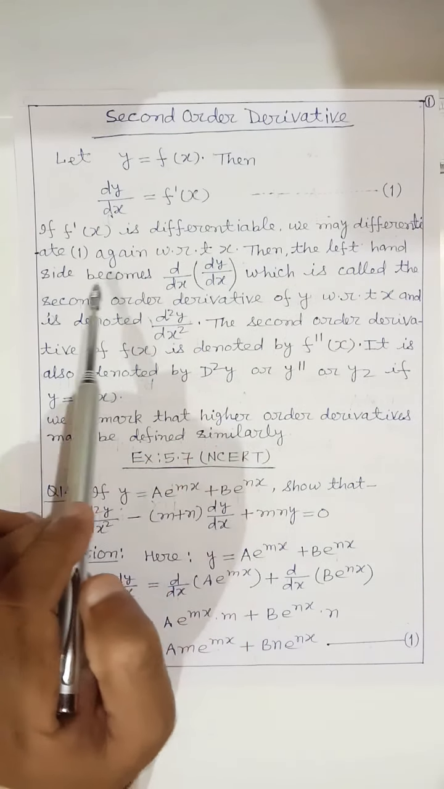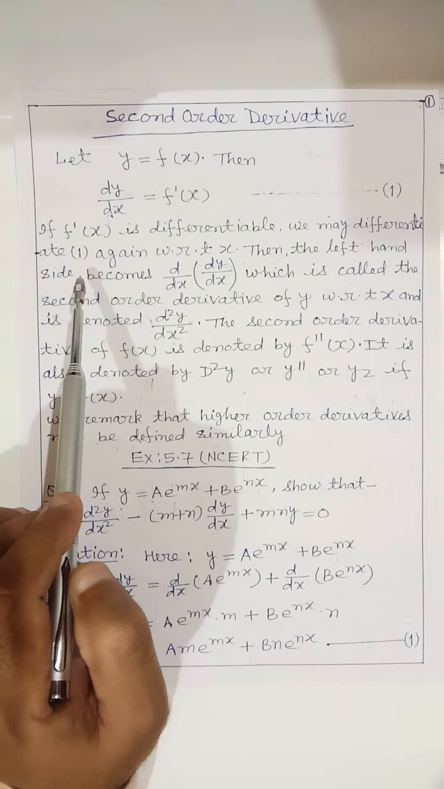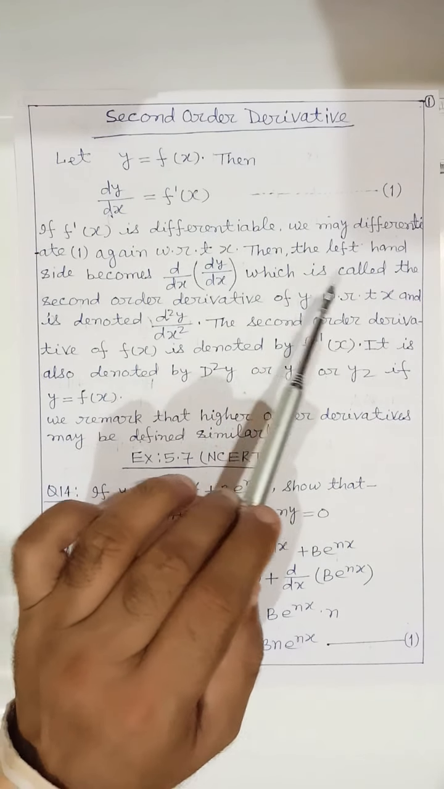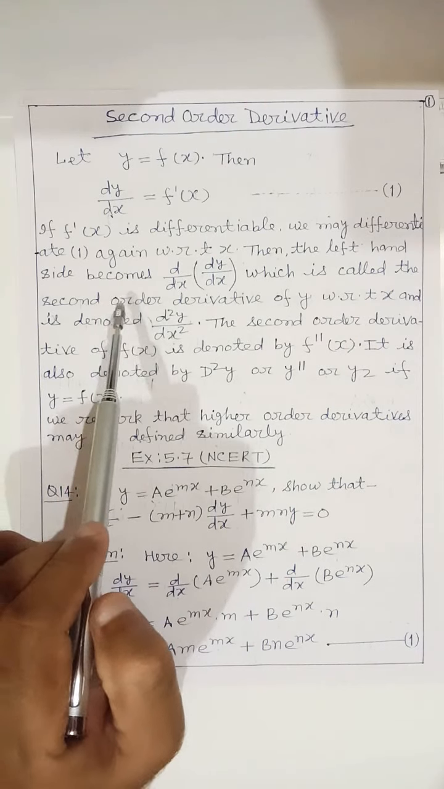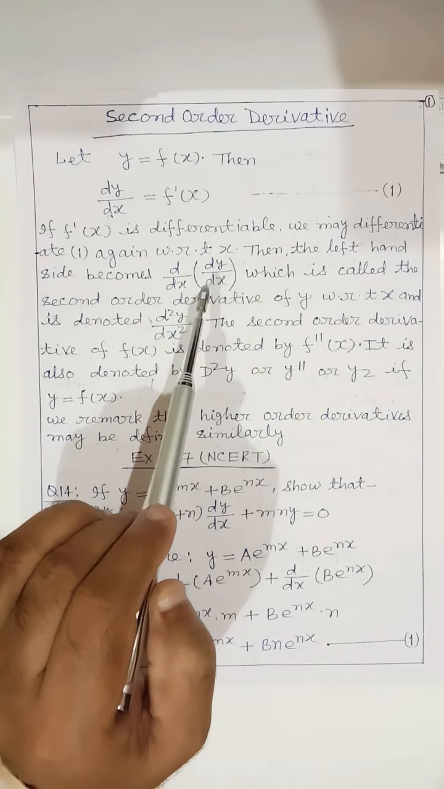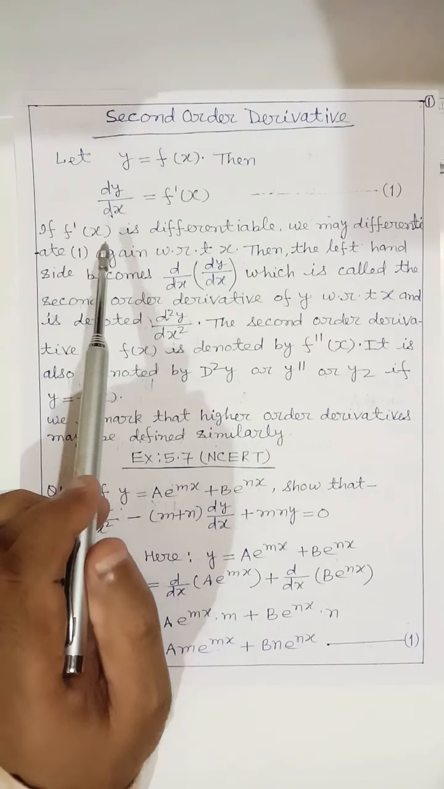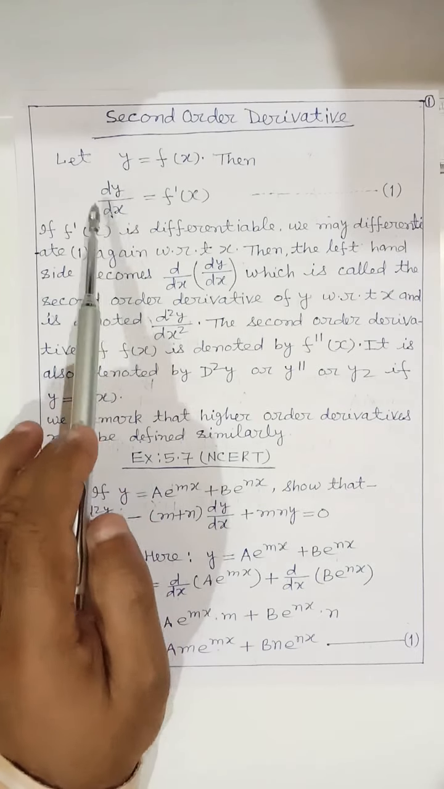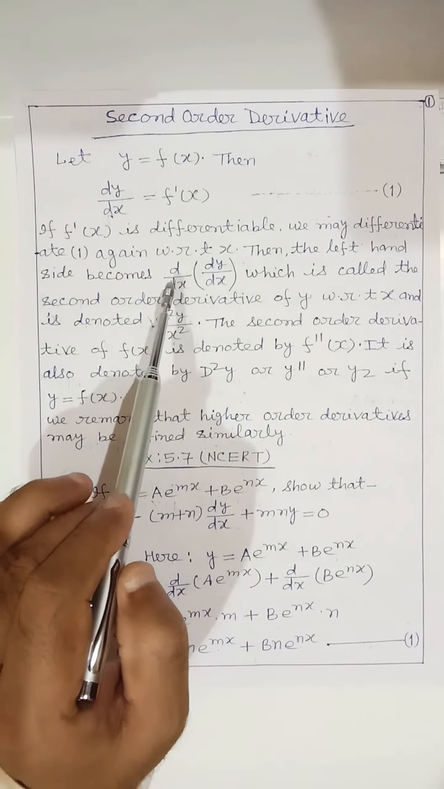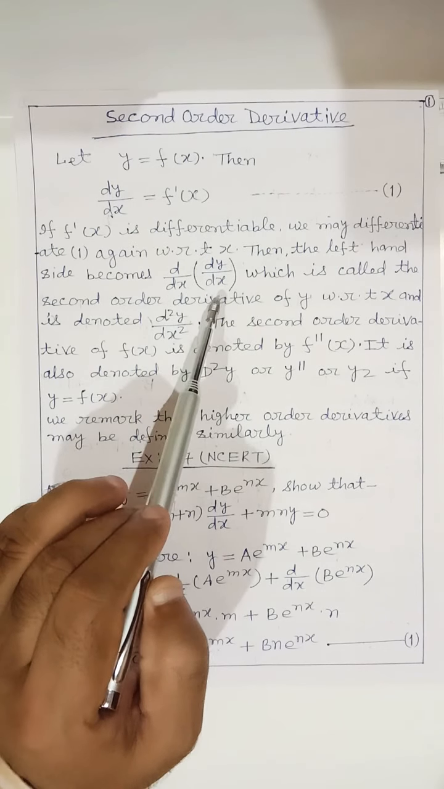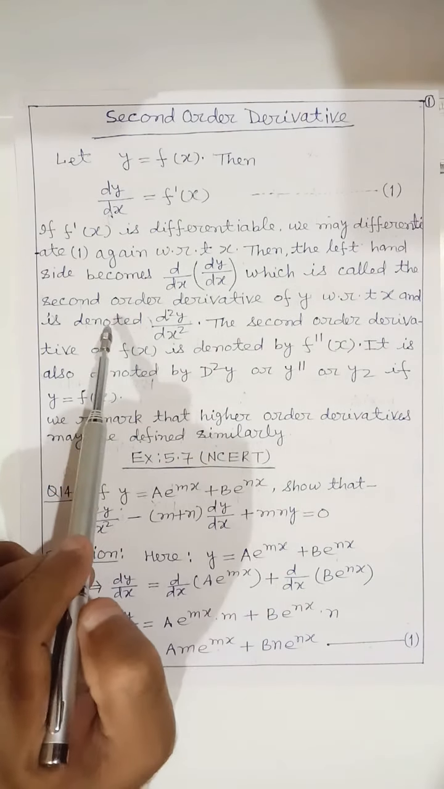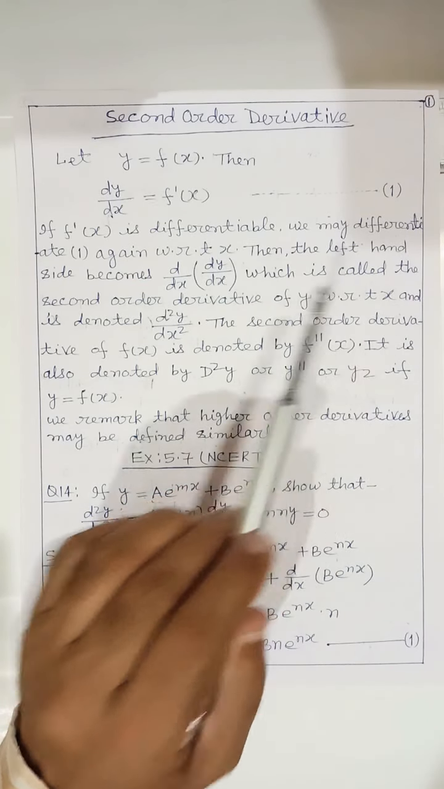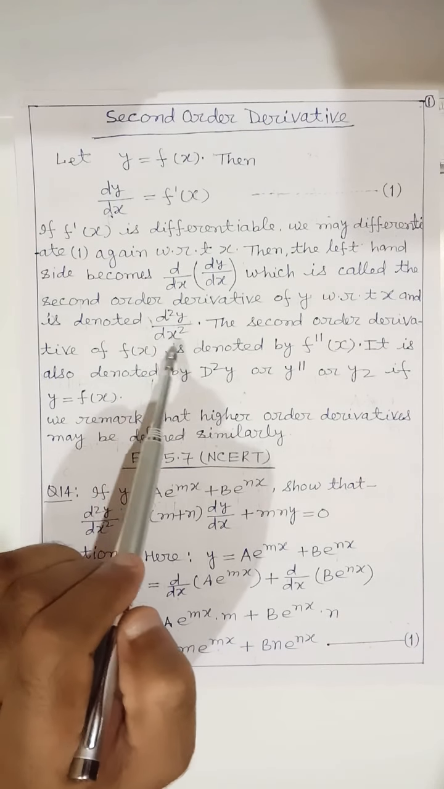We may differentiate 1 again with respect to x. Then the left hand side becomes d by dx of dy by dx. Meaning, if we differentiate dy by dx again, we can write d by dx of dy by dx, which is called the second order derivative of y with respect to x, and it is denoted by d2y by dx square.